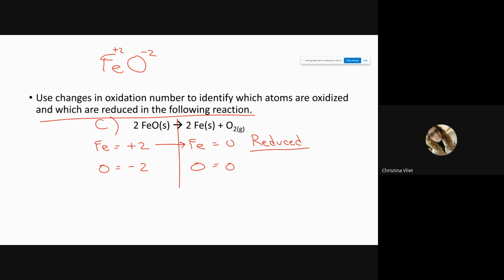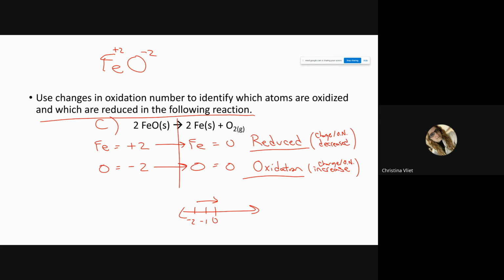Oxygen, it goes from -2 to 0. Is that an increase or is that a decrease in charge? From -2 to 0? Think of a number line, right? If we go from -2 to 0, that is an increase. So we have an oxidation here, because the charge is increased. And iron is reduced because the charge or oxidation number has decreased.